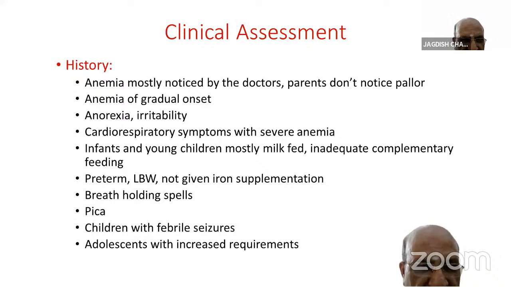There is anorexia and irritability associated, and if the anemia has gone on to become severe, there could be cardiorespiratory symptoms like dyspnea and fast breathing. History would reveal that infants and young children, they are not receiving adequate complementary feeding. And therefore, because of mostly milk feed, they become iron deficient. As I highlighted in the causes, preterm low birth weight, who are not supplemented with iron. And then there are some symptoms which are quite specific to iron deficiency anemia, like breath holding spells, pica, febrile seizures, and then adolescents with increased requirement.